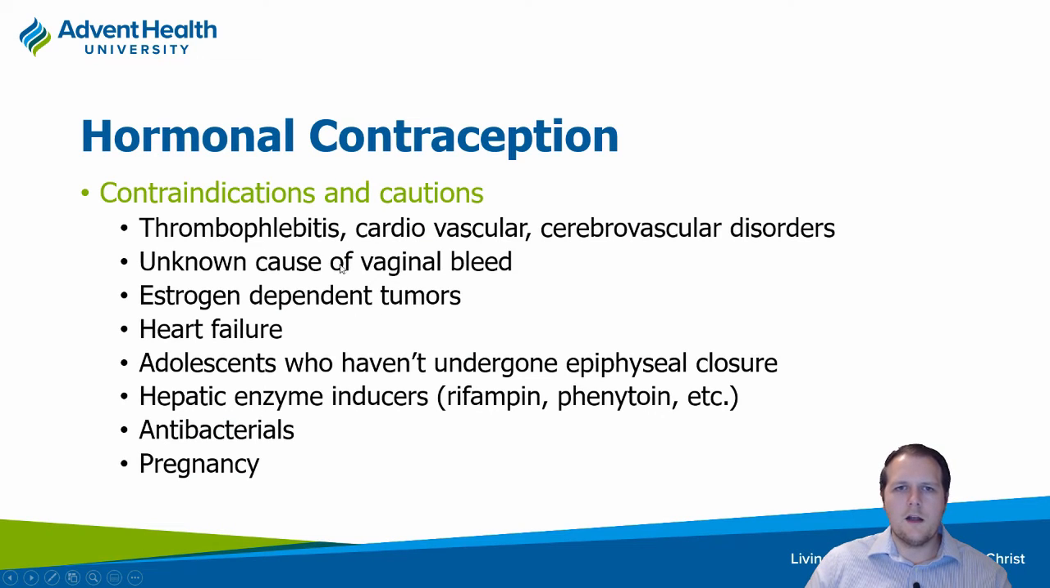So in terms of contraindications, a lot of these are similar to what we saw before for hormonal replacement therapy. Obviously, if they have any estrogen-dependent tumors or unknown causes for bleeding, anything like that. Typically, we don't like to use these for adolescents who haven't undergone epiphyseal closure, because this can lead to premature closure and can lead to stunted stature potentially. So that's one thing to note. You want to be careful if a patient's on a hepatic enzyme inducer, because that can reduce the level of the drug. The estrogen can lead to ovulations that could be due to a therapeutic failure. Obviously, if they're pregnant, they don't need to be on hormonal contraceptives.